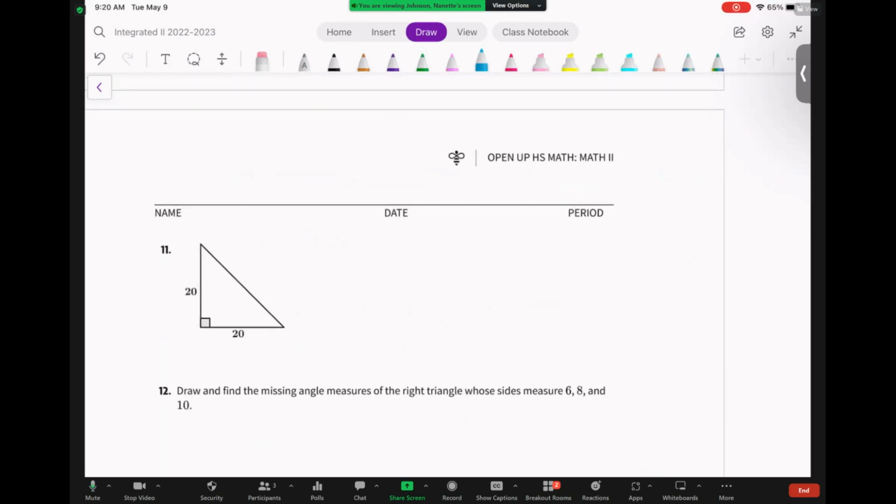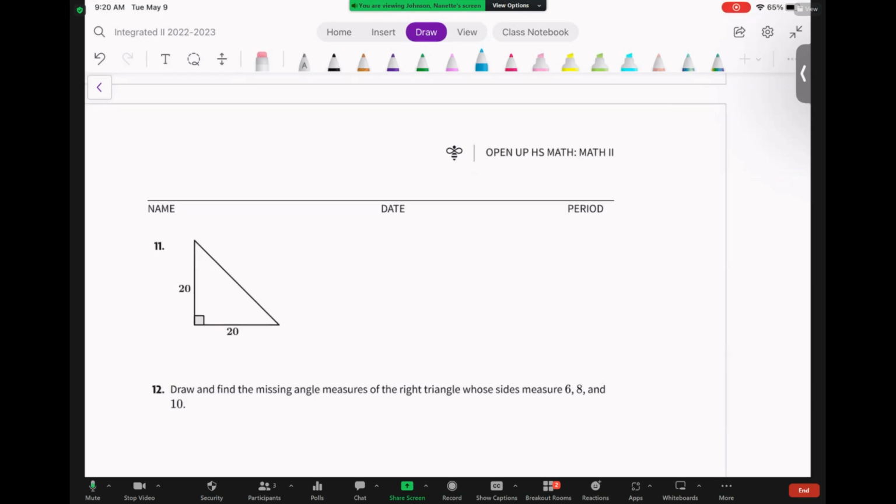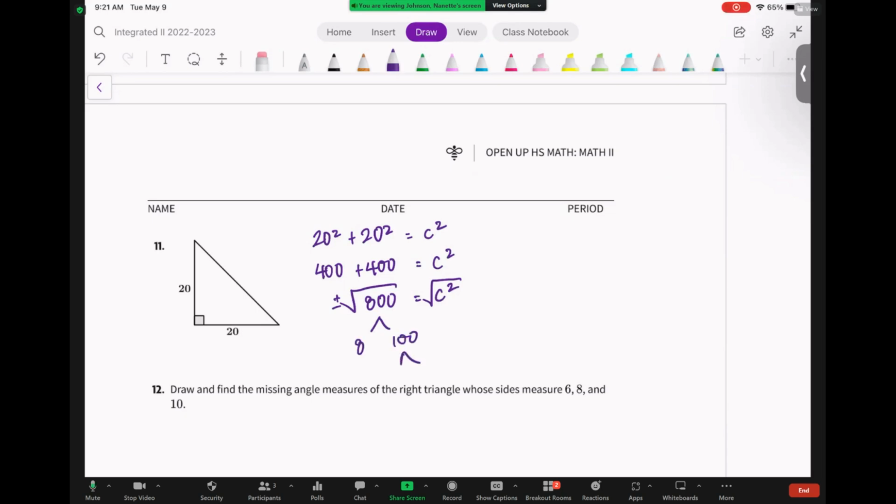These two here, it says 20, and then you can use the Pythagorean theorem here. This actually is a famous triangle that you will learn a lot about in a little bit. But you don't know about it yet, so I'm going to use the Pythagorean theorem. c squared, and so I got 400 plus 400 equals c squared. So I got 800 equals c squared. And when I square root it, I get 8 times 100.